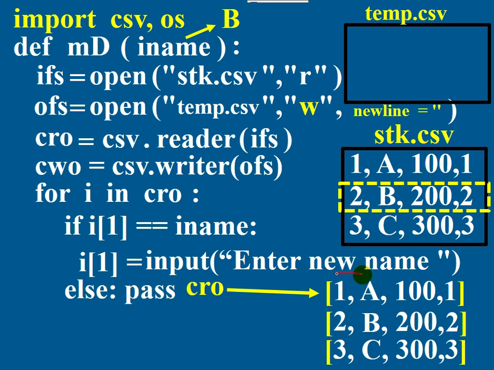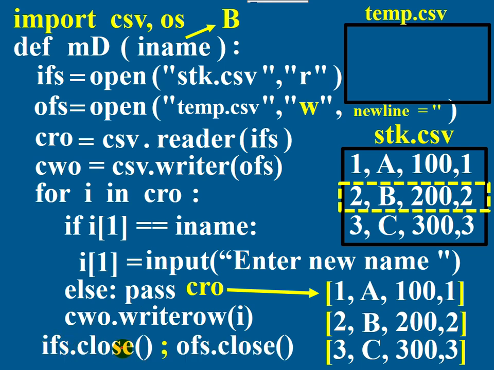Otherwise, for example, list 1, row 1, this is not the list to be modified. So pass empty statement, nothing to do with this list. And the list should be written to a temporary CSV file. Once the use is over, you can close the file. If multiple statements are written on the same line, they should be separated using semicolon.